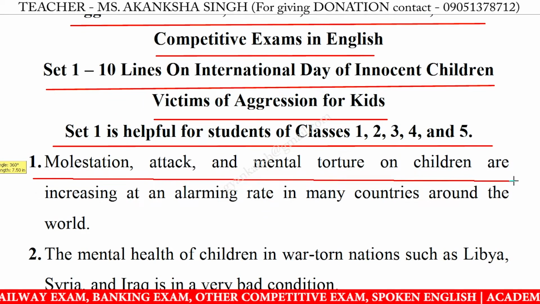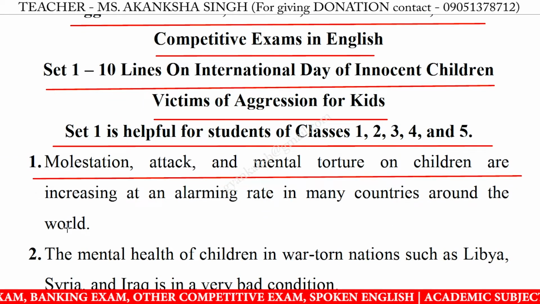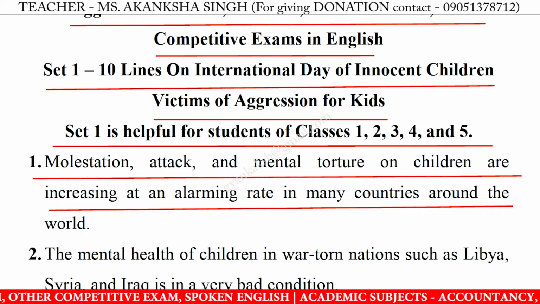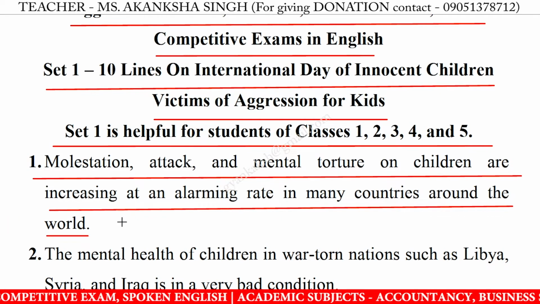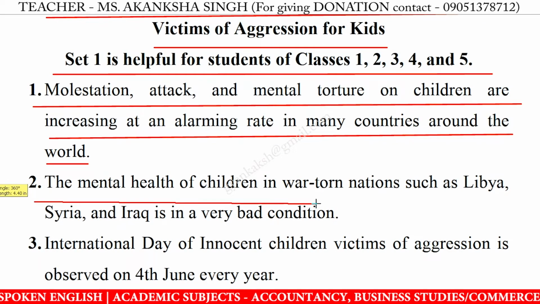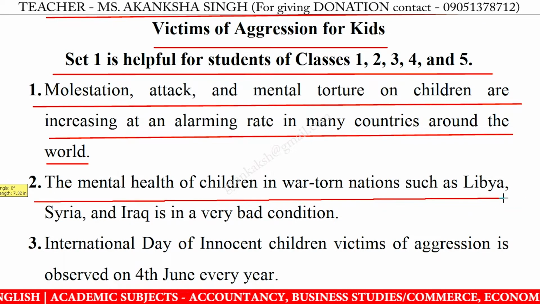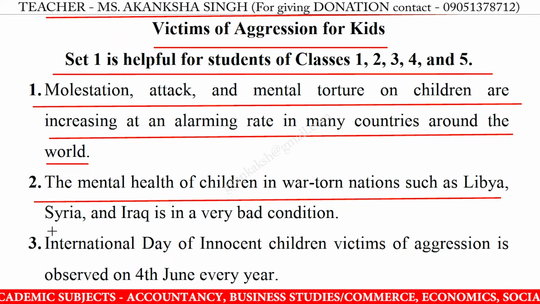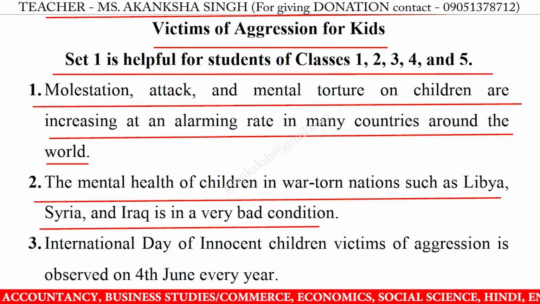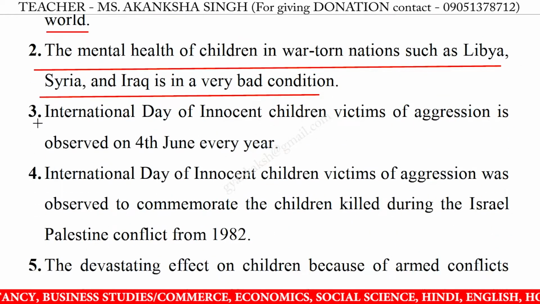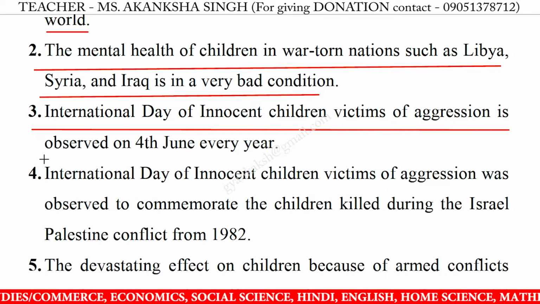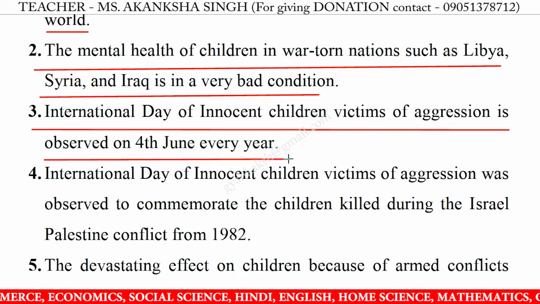Molestation, attack, and mental torture on children are increasing at an alarming rate in many countries around the world. Number 2. The mental health of children in war-torn nations such as Libya, Syria, and Iraq is in a very bad condition. Number 3. International Day of Innocent Children Victims of Aggression is observed on 4th June every year.